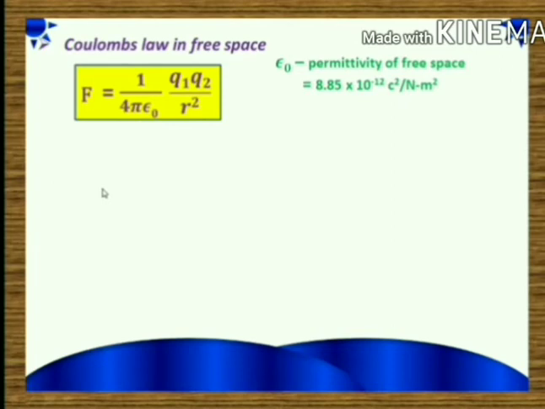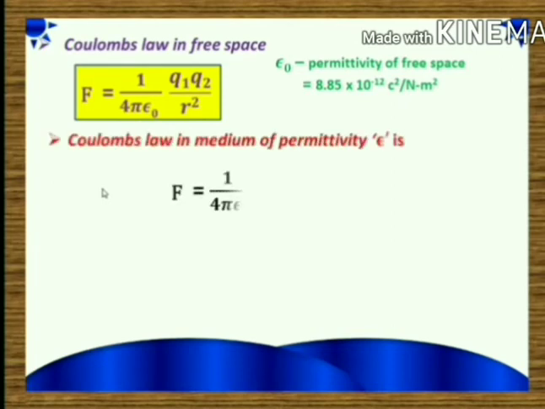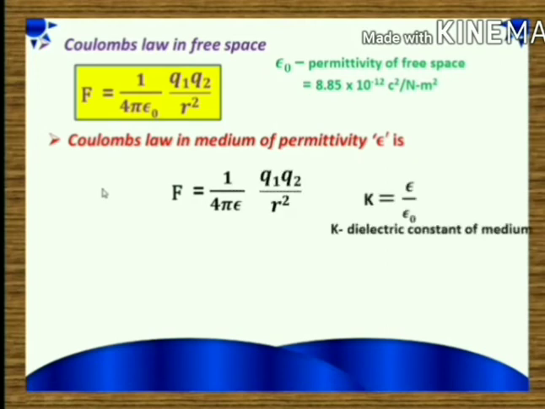Next one, Coulomb's law in a medium. Let us suppose two charges are kept in a medium of permittivity epsilon, then my Coulomb's force F is equal to 1 by 4 pi epsilon Q1 Q2 by r square. Instead of epsilon naught, I have to write epsilon. What is epsilon? Permittivity of the medium. If the dielectric constant of the medium is K, then K is equal to epsilon by epsilon naught.